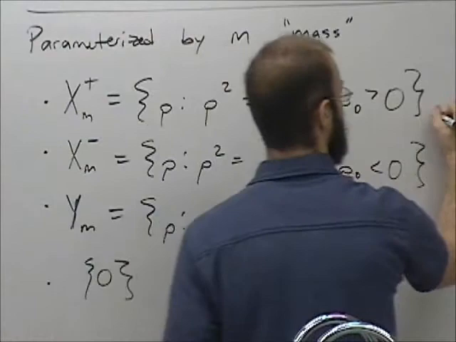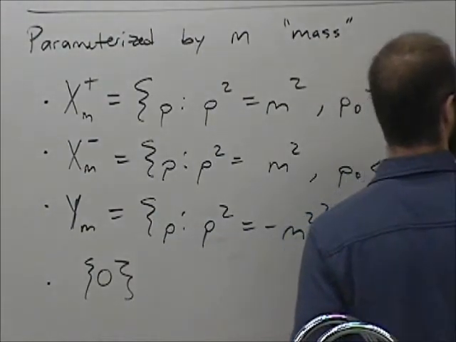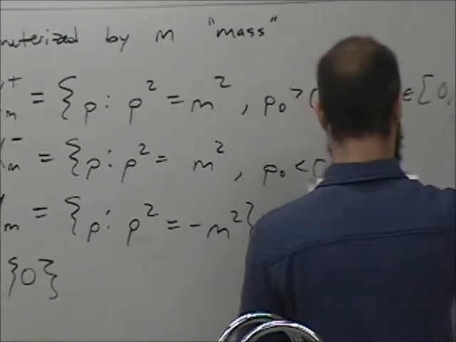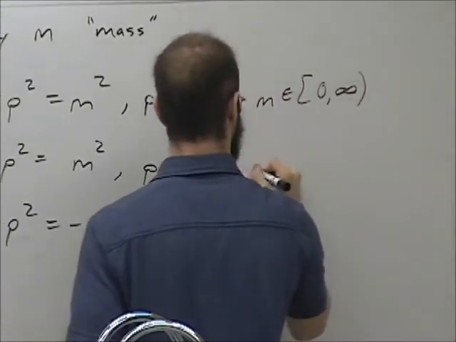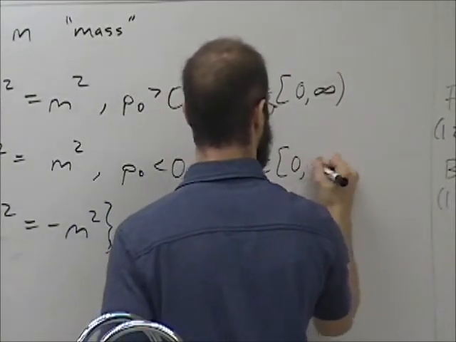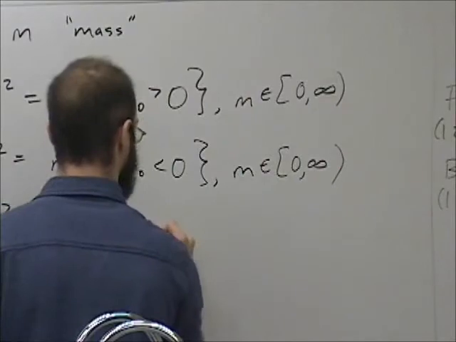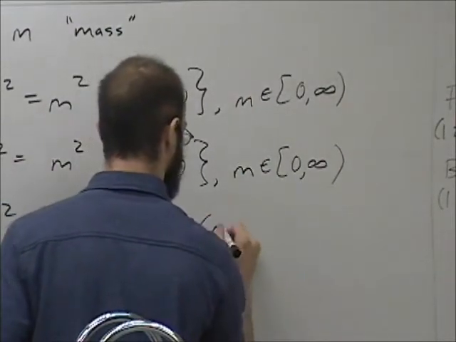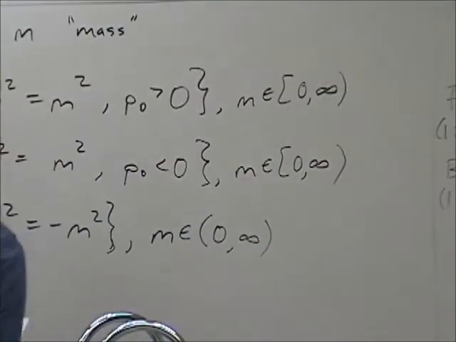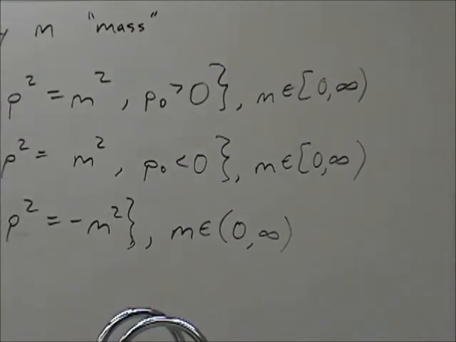Here mass is allowed to be 0 to infinity. Mass is allowed to be 0 here. Mass is not allowed to be 0 here. And here there's none of this.